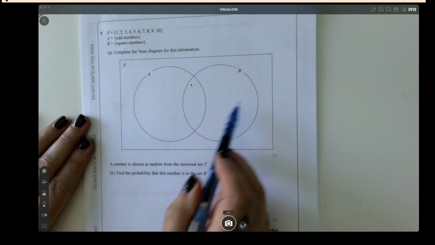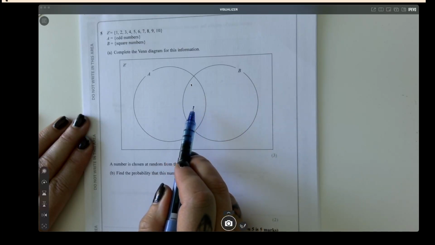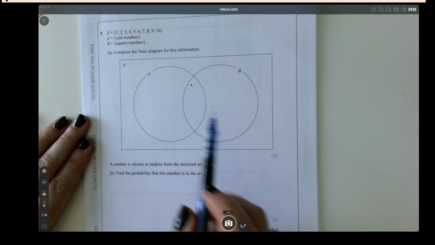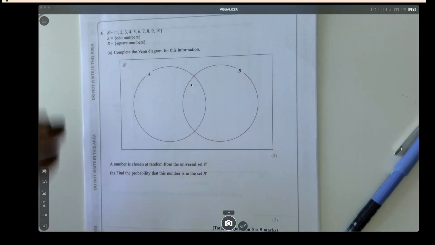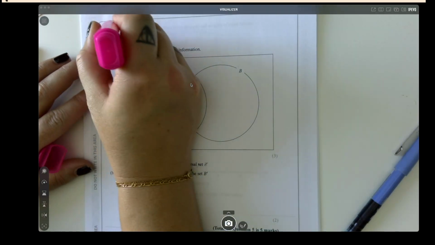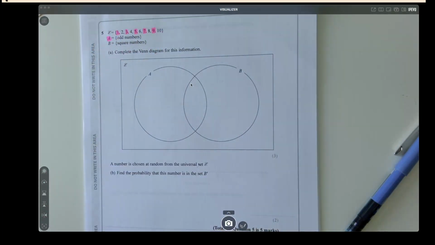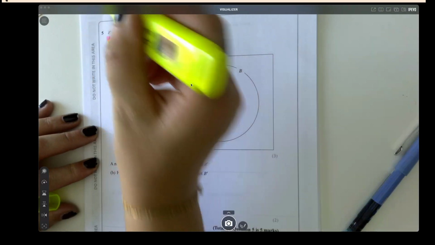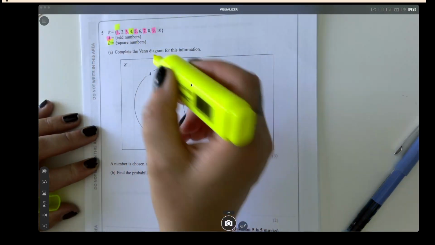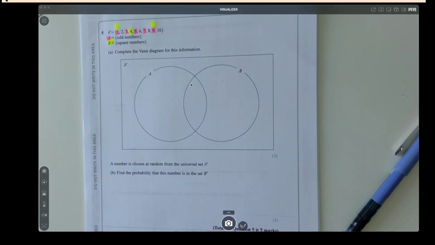So we have a circle for A and a circle for B. The intersection in the middle is where we put any values that appear in both A and B. So let's have a look. A is odd numbers, so let's look for the odd numbers in this list. So for A, 1, 3, 5, 7 and 9 are odd numbers. B is square numbers. So 1 times 1 is 1, 2 times 2 is 4, 3 times 3 is 9, 4 times 4 is 16, so that's too big.